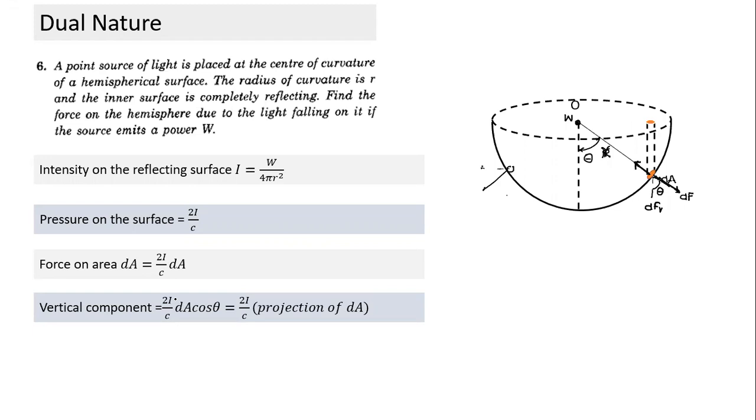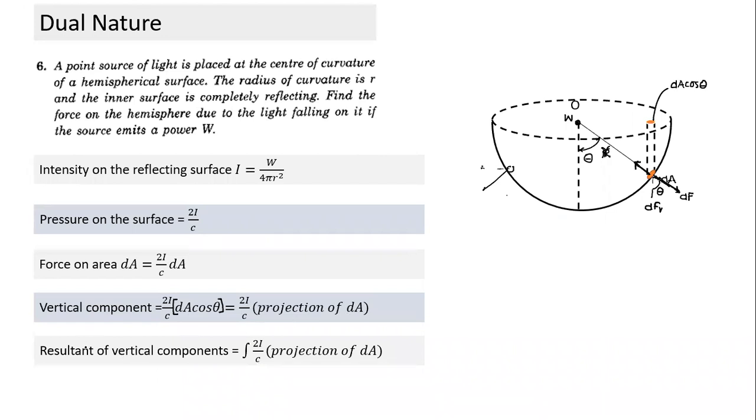Now what is this term here? This area dA is making angle theta with the vertical, and just before this I discussed that this angle theta is with the vertical. So dA cos theta is nothing but the projection of this area on the horizontal plane. If I project this area on the horizontal surface, the area will be equal to dA cos theta. So another way of writing the vertical component is pressure into the projection of area on the horizontal surface.